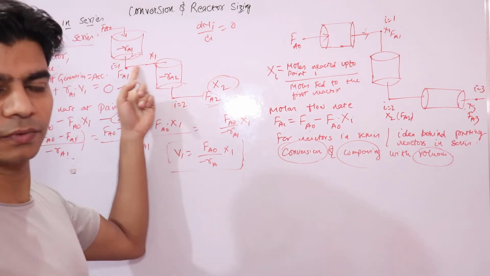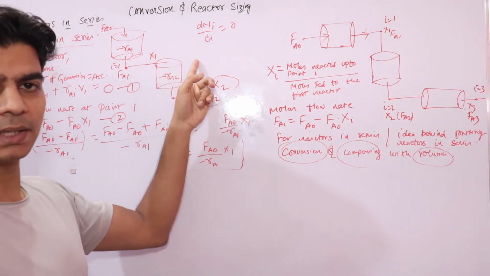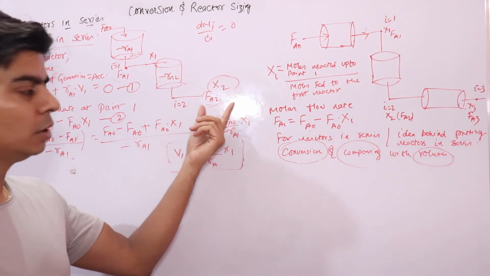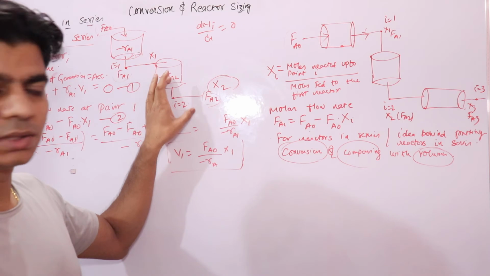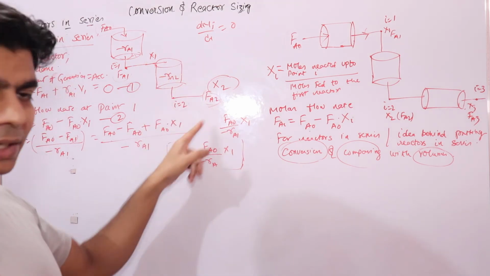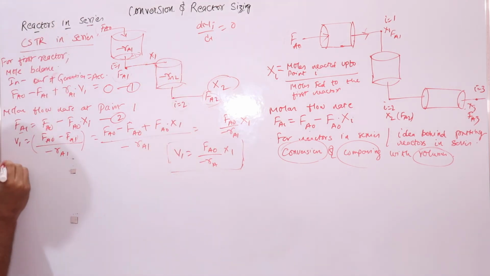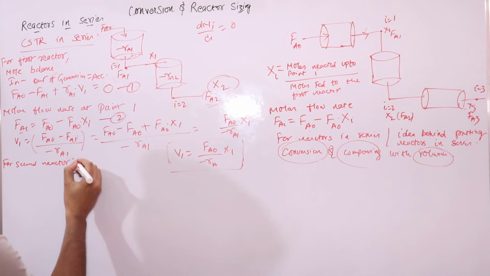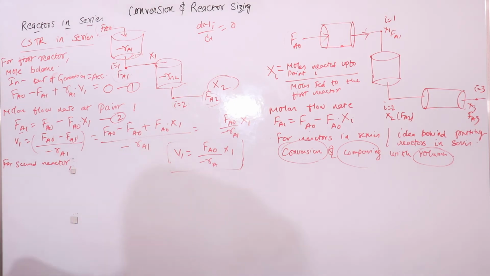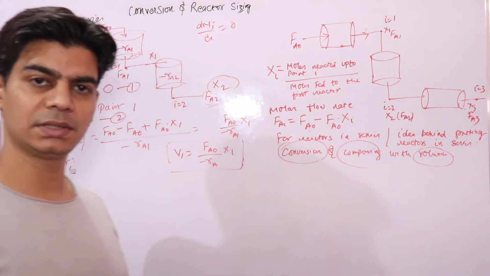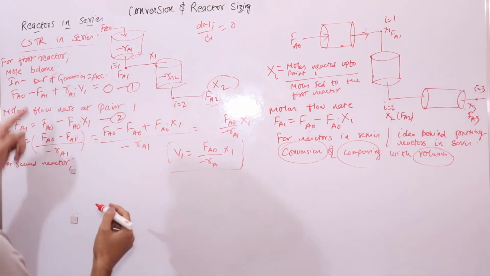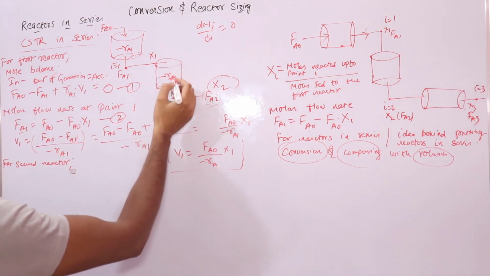What is coming out of the first reactor is fed to the second reactor, right. And we want to know the molar flow rate FA2. First we'll apply the mole balance equation for the second reactor, right. For the second reactor, the mole balance equation would be in minus out plus generation is equal to accumulation, which is 0.